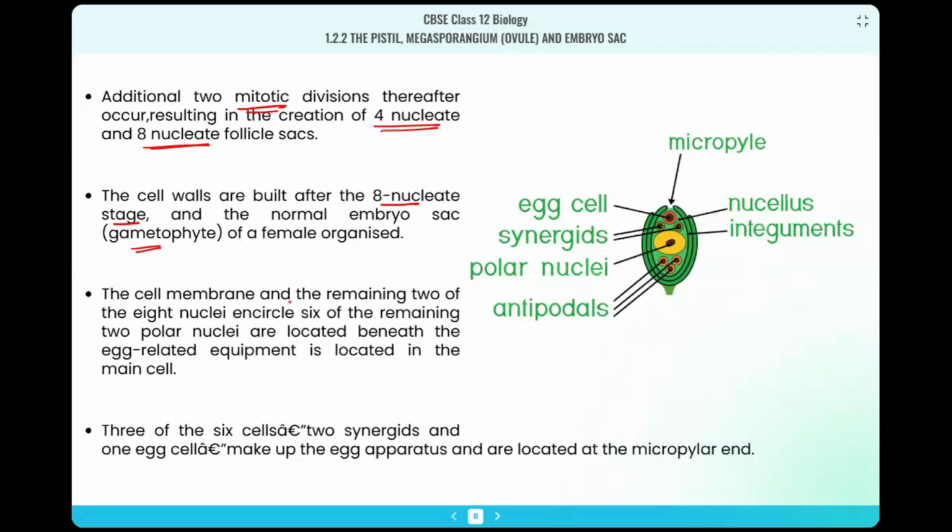Now, the cell membrane and the remaining two of the eight nuclei encircle six of the nuclei, leaving the two polar nuclei, which are located beneath the egg. Here you can see the cell membrane encircling six, and the remaining two are the polar nuclei. So there are a total of eight nuclei. You can count one, two, three, four, five, six, and here we have two, that is eight nuclei. Now, three of the six cells are two synergids and one egg cell, which make up the egg apparatus and are located at the micropylar end.